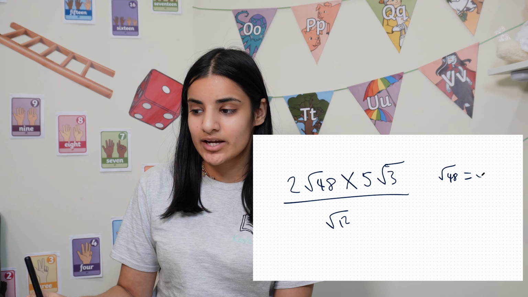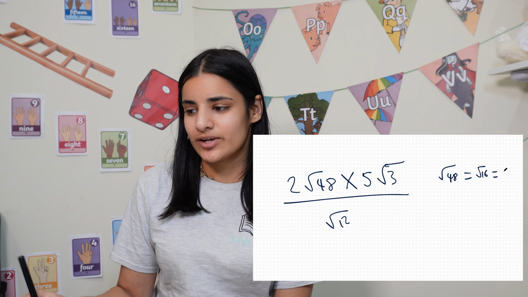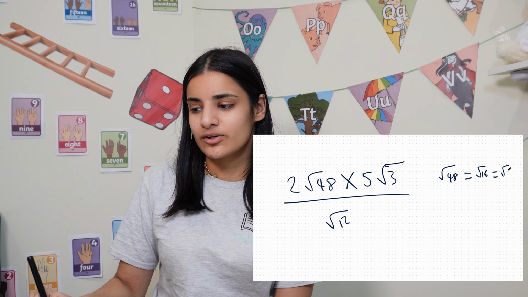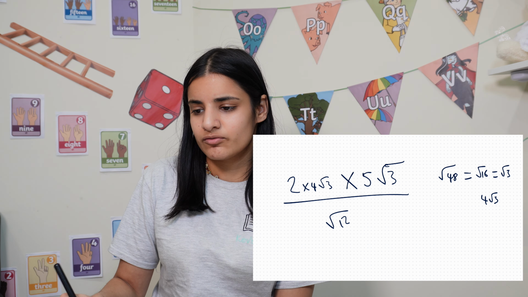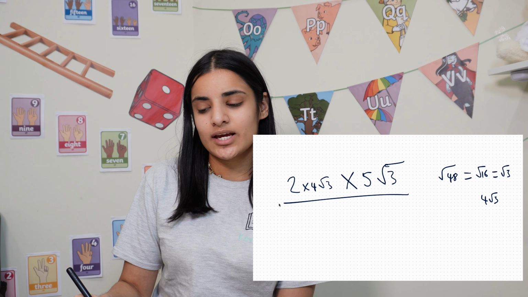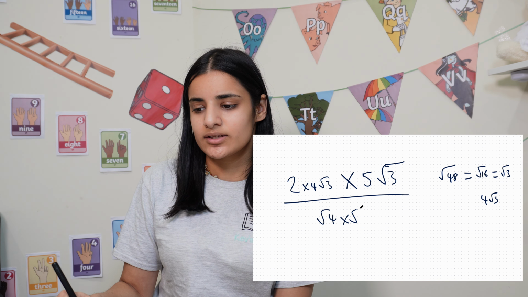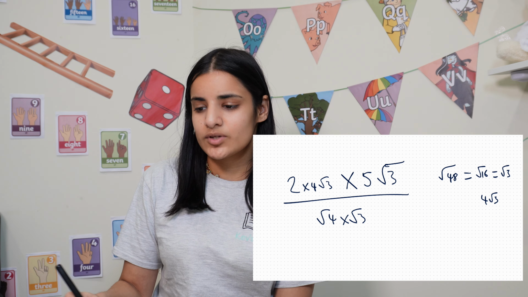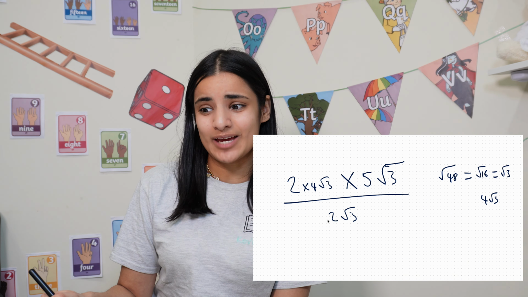So let's do it. If I have root 48, it's going to be simplified to root 16, which is my square number, and root 3, which simplifies to 4 root 3, which would turn into 2 times 4 root 3 times 5 root 3. And then we can also simplify root 12 to root 4 times root 3, which simplifies to 2 root 3. Now let's look at tidying this up a little bit because it's looking a bit messy.